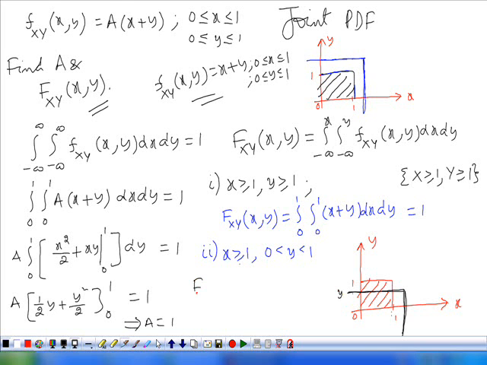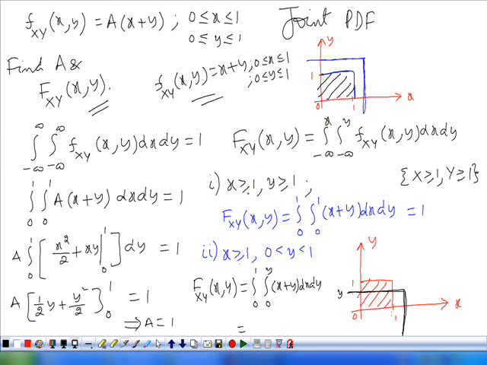Therefore, this f_XY(x, y) is equivalent to the integral from 0 to 1, but y is lying in between 0 to y, because this y can take any value between 0 and 1. Understood? So therefore this is the integral of (x plus y) dx. Here how much will you get? So this step is very important. Actually here, this x can take any value and y can take any value.